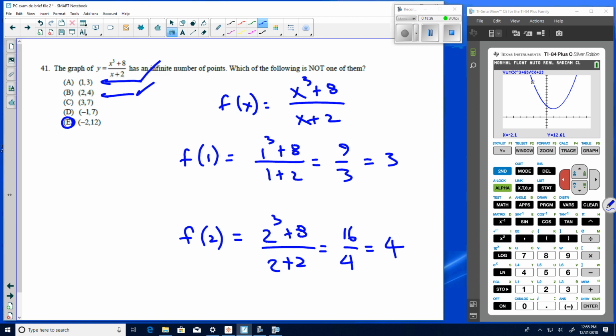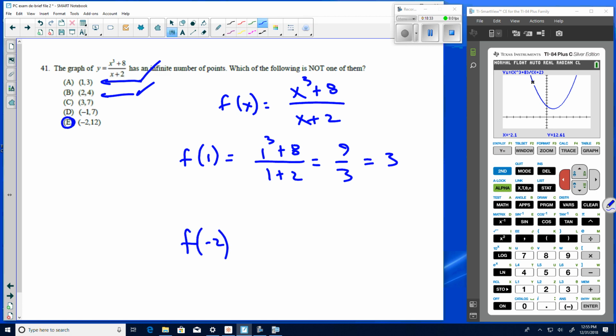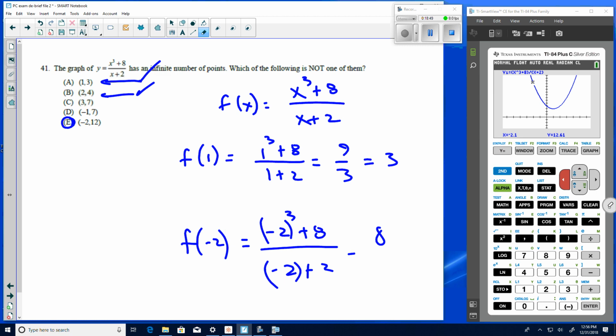However, if we try -2, and we actually work that out, we find we do not get a value. F of -2. We get -2 cubed plus 8 over -2 plus 2. So this is substituting -2 in. -8, I don't know why I don't have an extra set of parentheses there. We get -8 plus 8 over -2 plus 2, which is 0 over 0, which is indeterminate. That does not give us a real number value. This point is not on the graph.